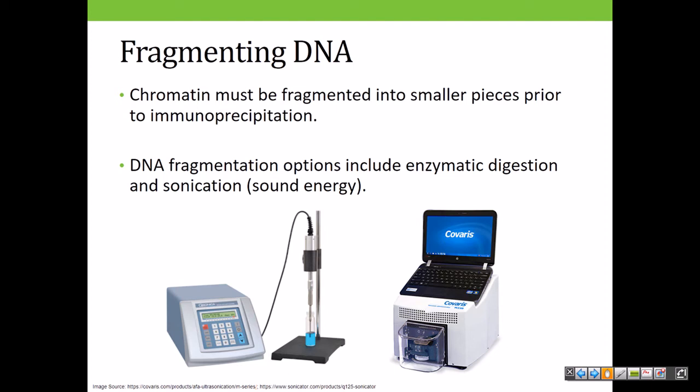Here I have two different sonicators shown. One is a probe-based sonicator on the left. And here, what you would do is take your tube of sample, insert the probe into your sample, sonicate for a few seconds, and then put it on ice. And then wait, and then do the sonication again, put it on ice. Always remember to keep the sample cold on ice, because sonication generates heat.